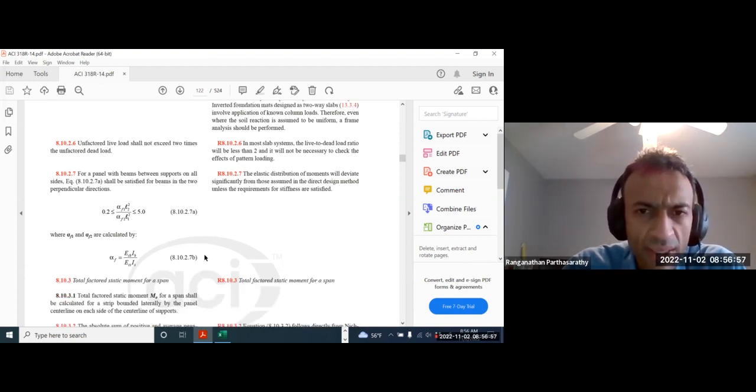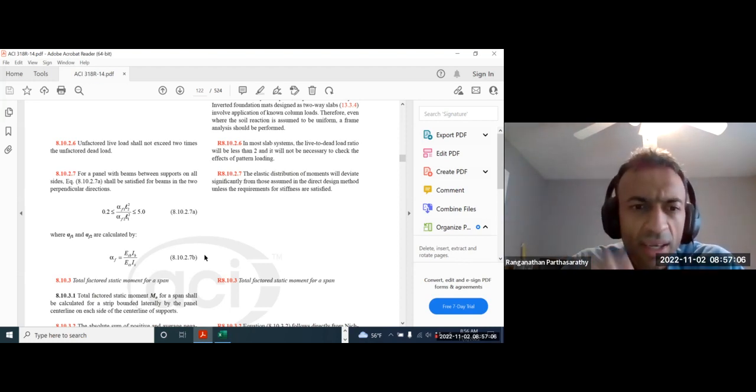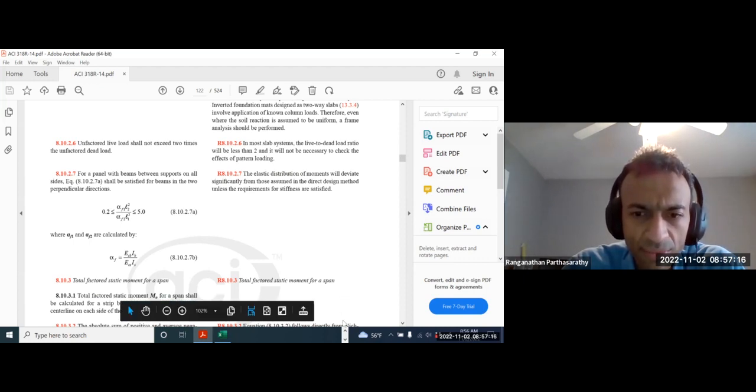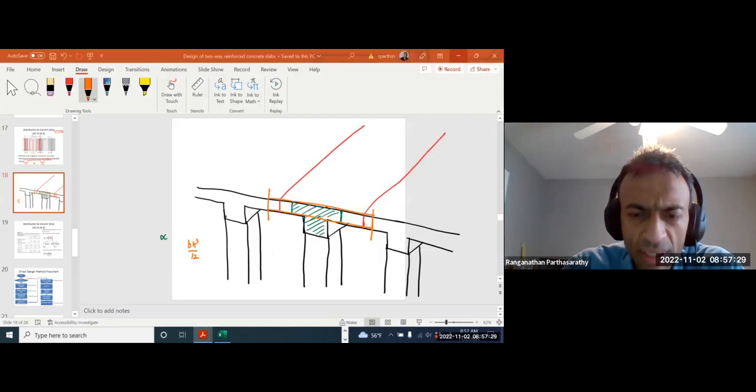I think only in the case of flat plate, alpha will really be 0, or else you will always have some effective beam depth there, and it will not really be 0. Okay, so let me confirm this one. Don't mind. I will confirm it after the class. That should be the only case.